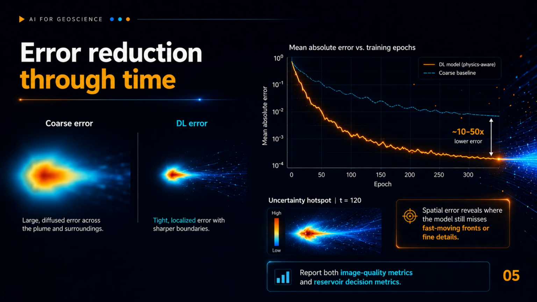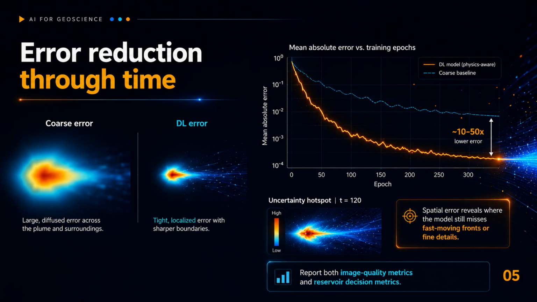On the right side, the error curve decreases as training progresses. This means the model is improving. In a good case, the AI-enhanced model can produce much lower error than the coarse baseline. But we must be careful. A low average error is not always enough.